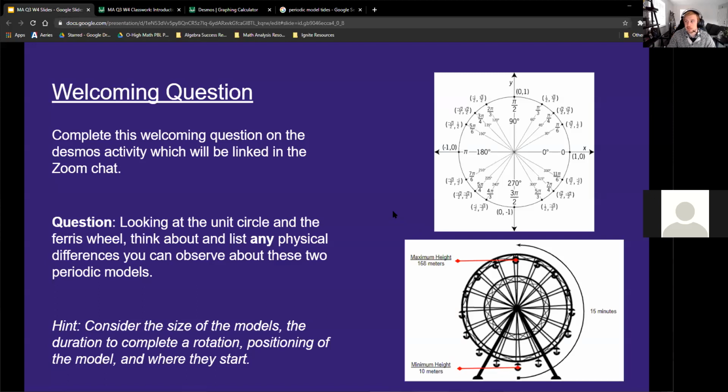So if you're just tuning in to the recording, which I just started the recording, y'all. Right now what we're doing is we're answering this welcome question. And what we're doing is we're looking at the difference between the unit circle and our Ferris wheel example. Kind of how are they different? What's different about their size? What's different about their period, right? How long it takes to do a rotation and so on.